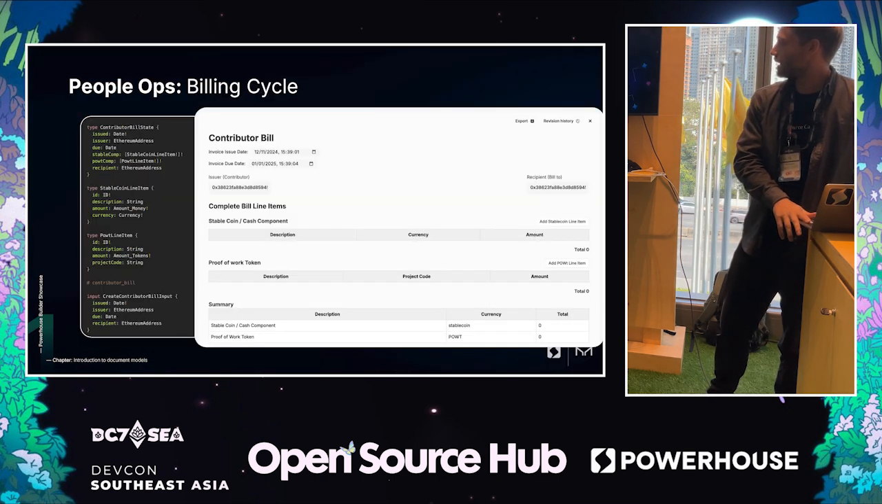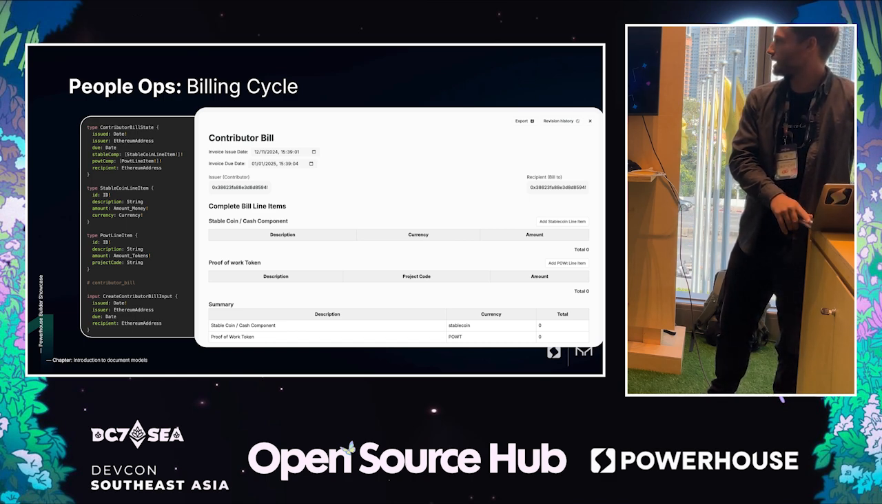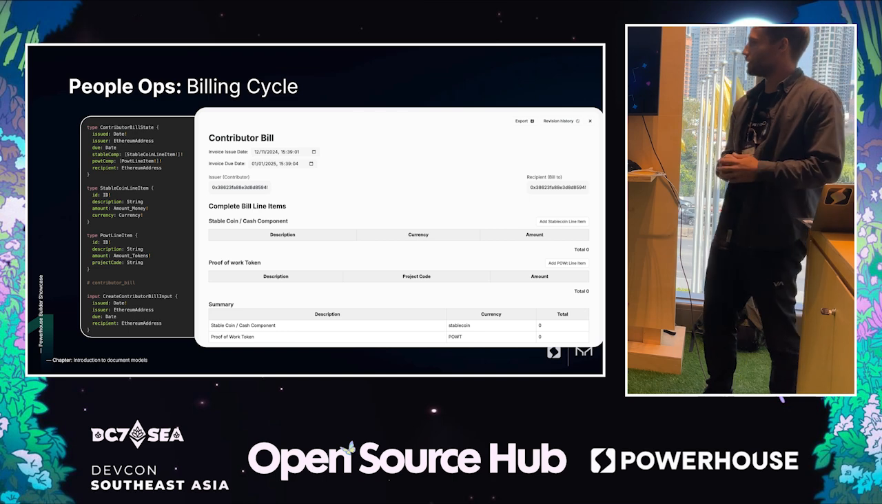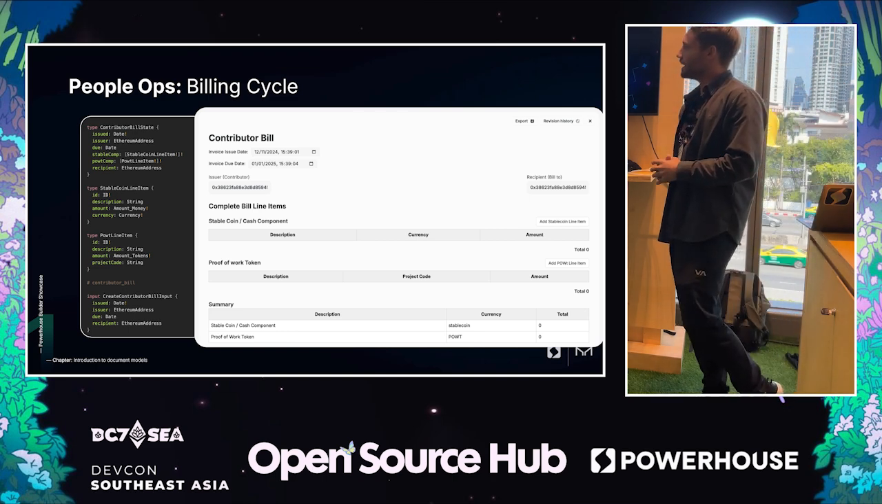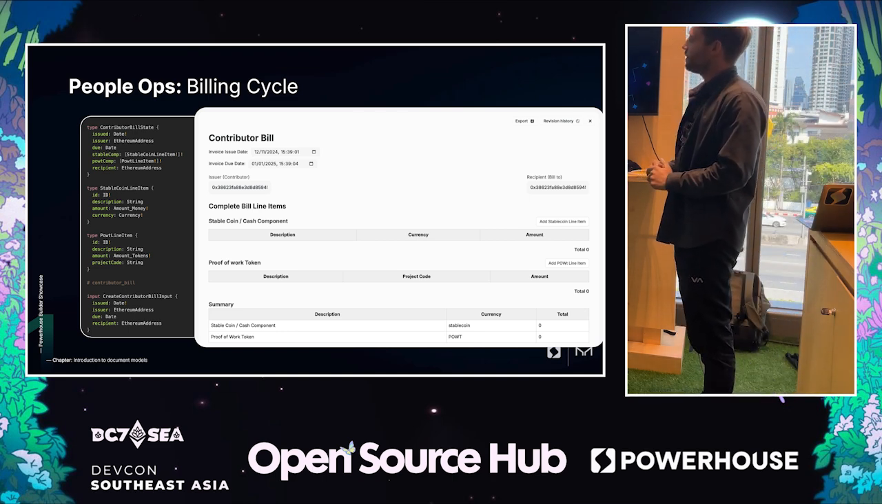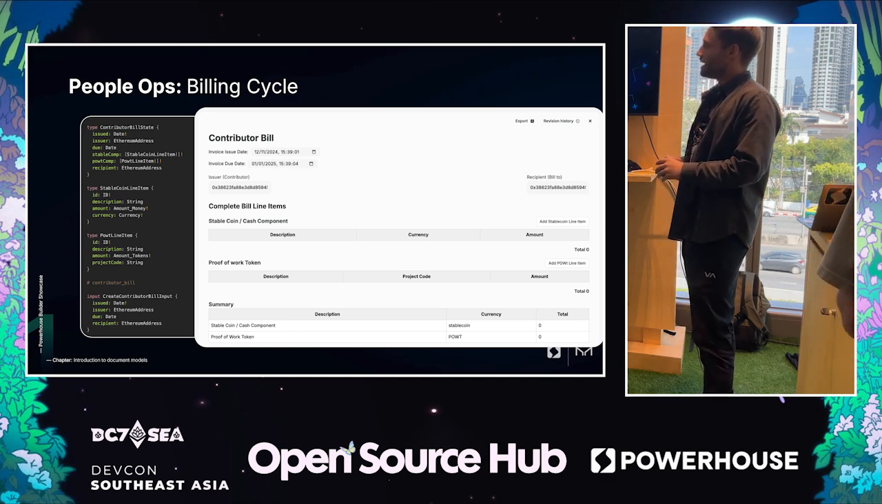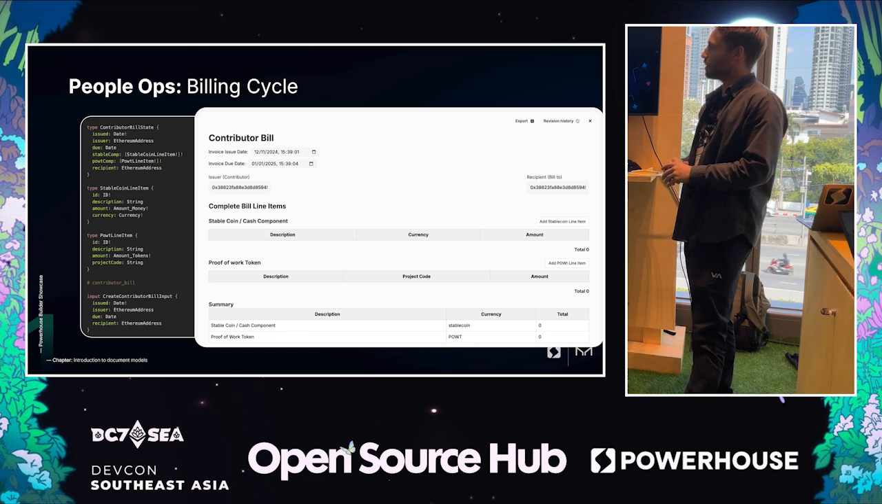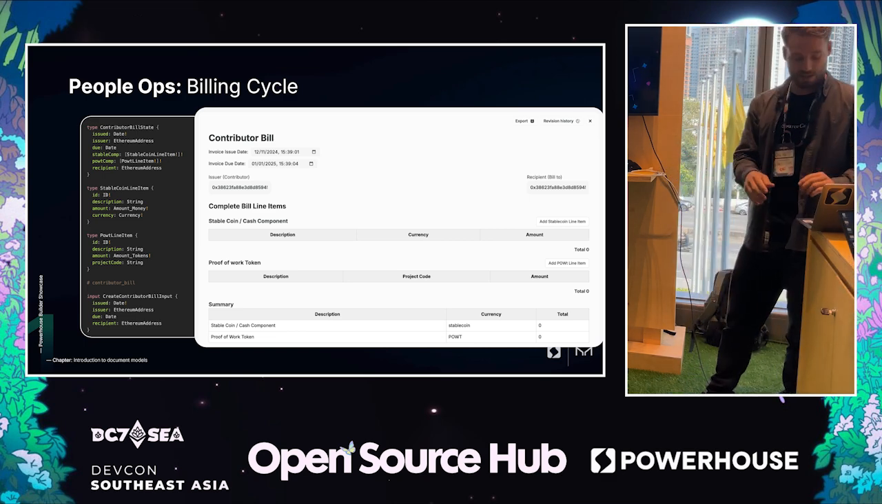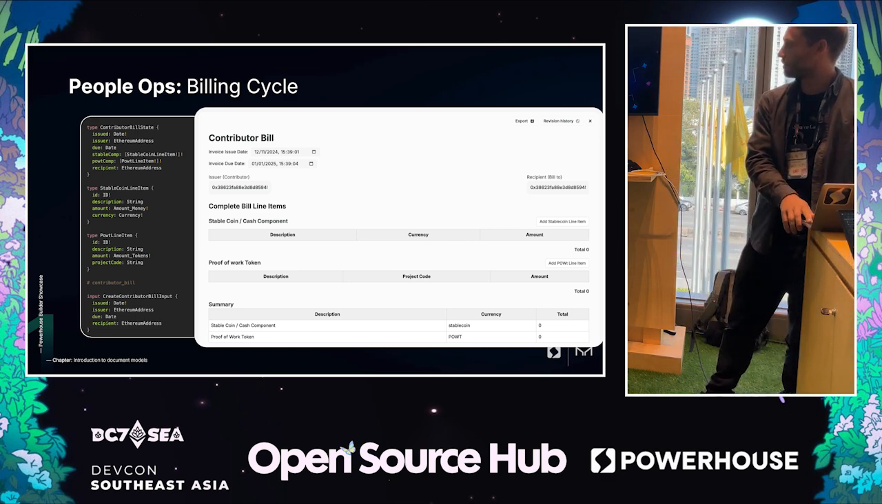So the last example is the one that we'll be looking at in our development demo, which is the billing cycle for a person contributing to the DAO, where the state schema contains items such as the Ethereum address of the issuer of the bill, but also the stable coin compensation and a proof of work token compensation that will be used for this specific billing cycle.